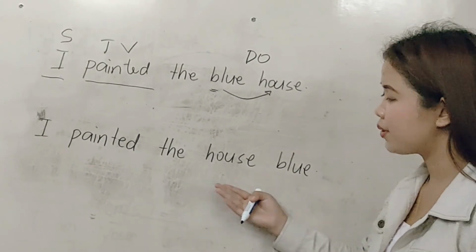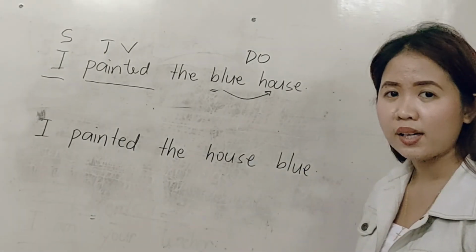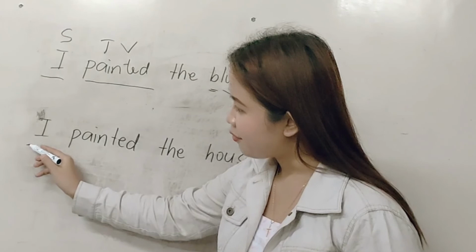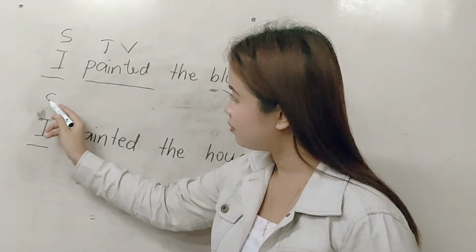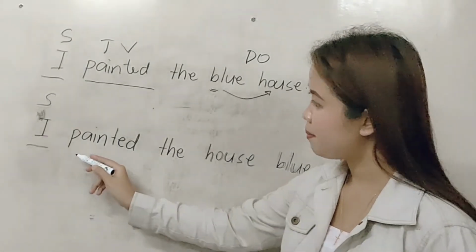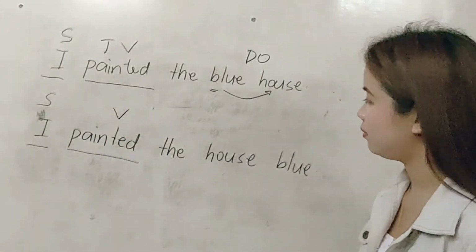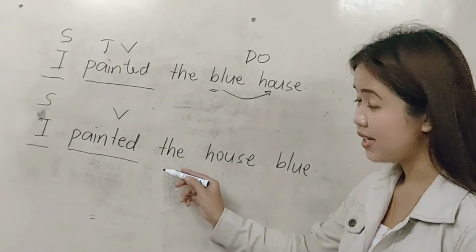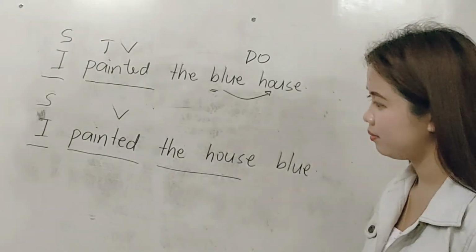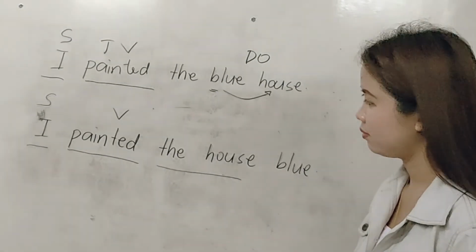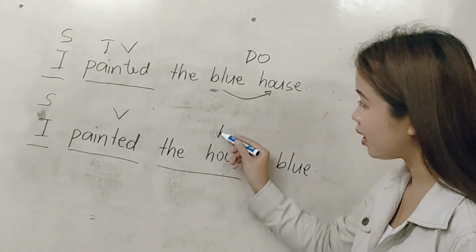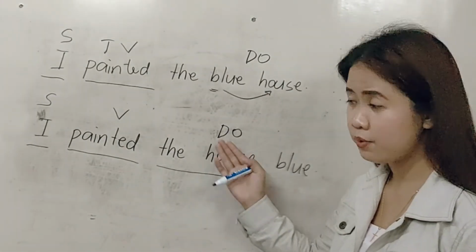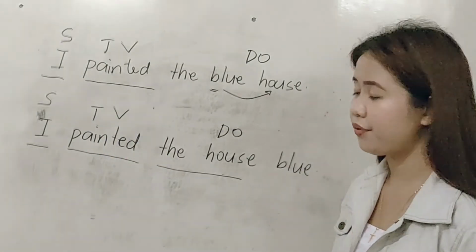I painted the house blue. What is the sentence pattern? Let's have I as the subject. Painted is the verb. I painted what? The answer is the house. The house is considered a direct object. Okay, if we have direct object, we have transitive verb.